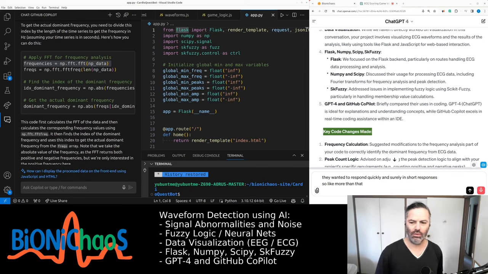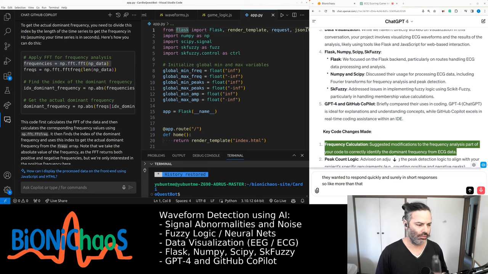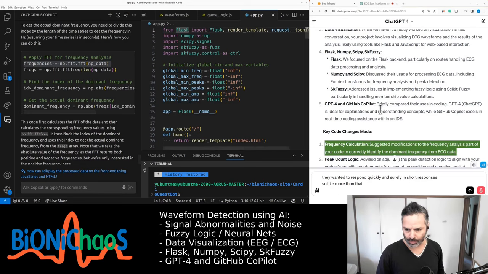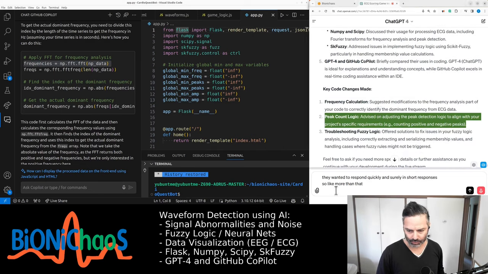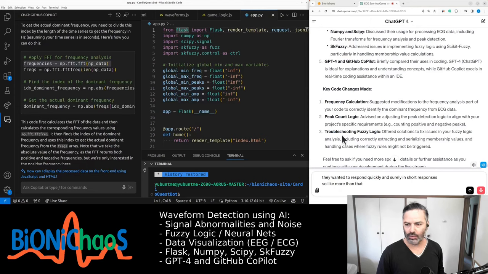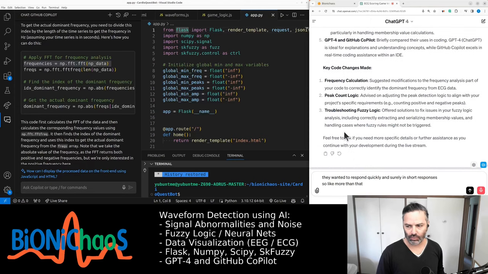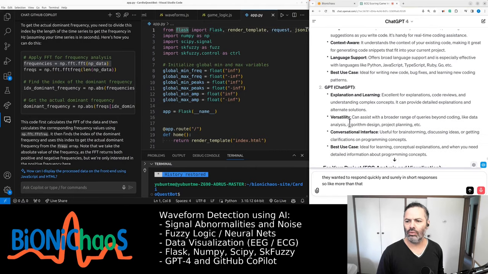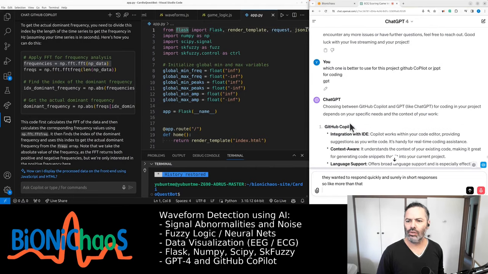Key code changes made. Frequency calculation: suggested modifications to the frequency analysis part of your code to correctly identify the dominant frequency from ECG data. Peak count logic: advised on adjusting the peak detection logic to align with your project-specific requirements, e.g., counting positive and negative peaks. Troubleshooting fuzzy logic: offered solutions to fix issues in your fuzzy logic analysis, including correctly extracting and serializing membership values and handling cases where fuzzy rules might not be triggered.